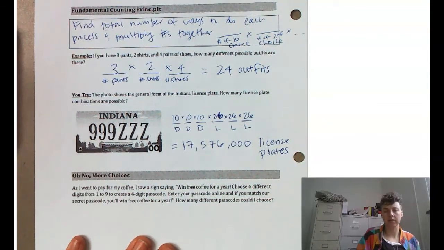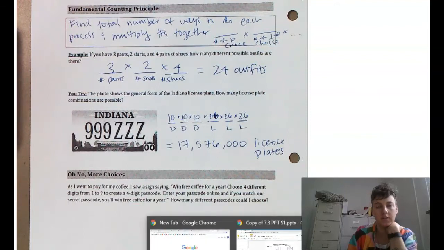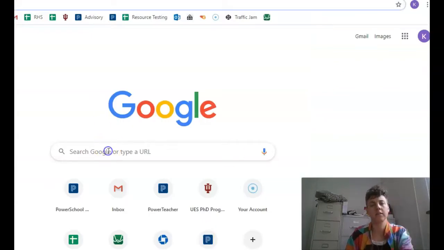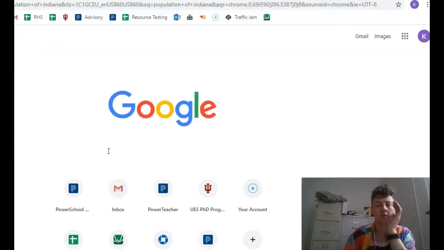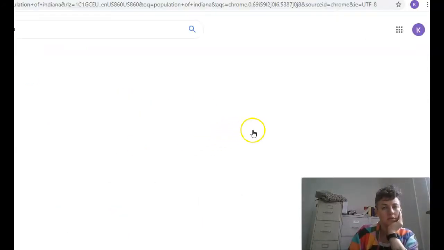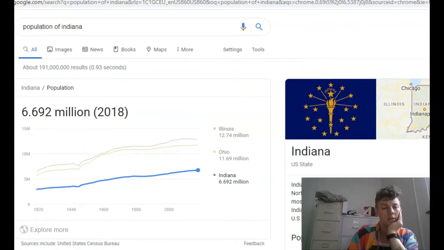That's a good amount of license plates. 17 million, huh? I wonder what that compares to the population of Indiana. Let's see. Population of Indiana. Huh. Well, that looks good. We still have many more millions of license plate numbers we can use. Pretty cool.